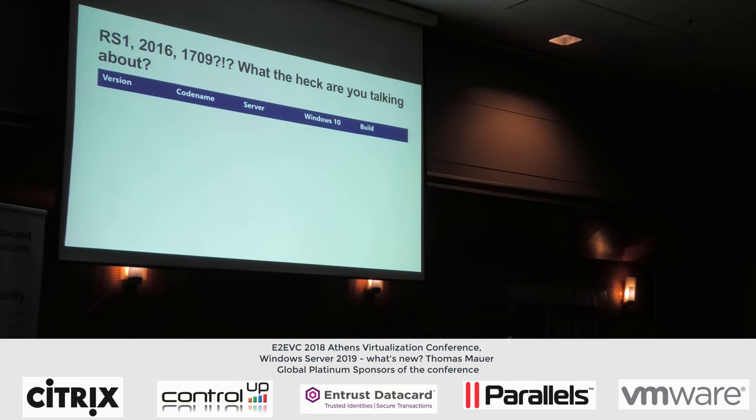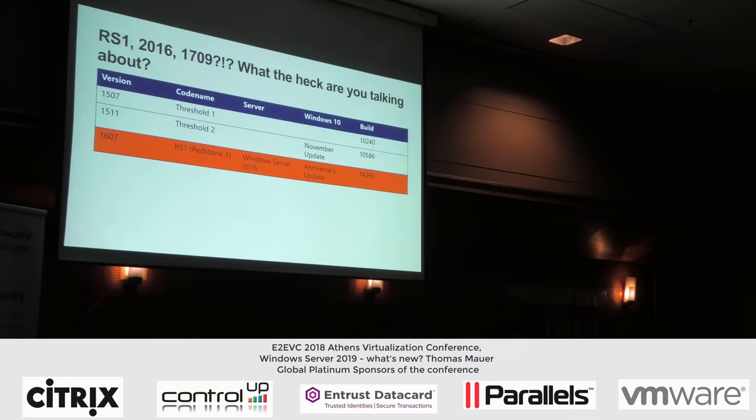Good. So there's a lot of confusion around code names and version naming, and what are you talking about? So I pulled this list a little bit. We had Threshold 1 and Threshold 2, which were code names for Windows 10 releases. And then with Redstone 1, basically, this was the code name for the Windows 10 Anniversary Update, and also Windows Server 2016. We then had Redstone 2, which was only a Windows 10 release.